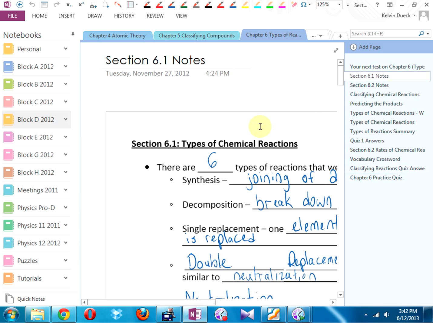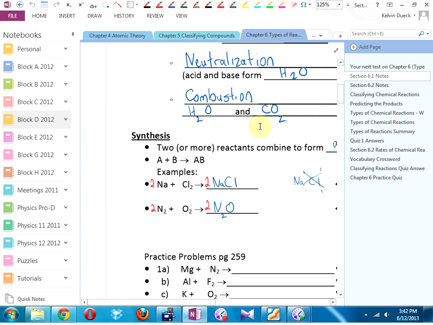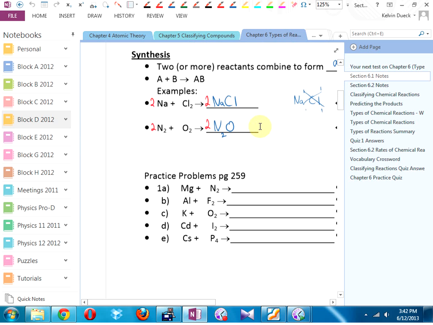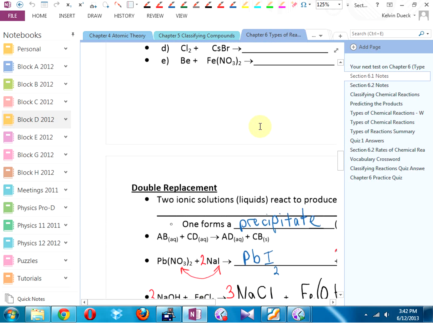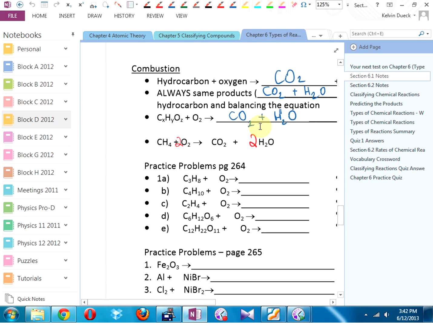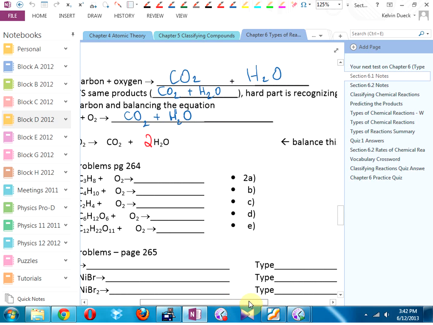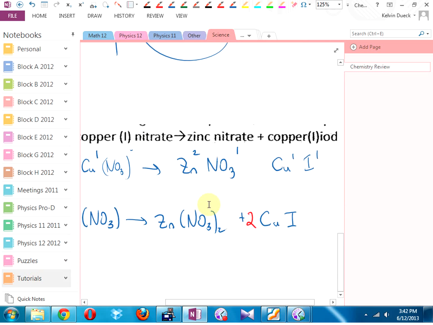Section 6.1 notes. We had 6 types. We had synthesis, not combination. Synthesis, 2 or more react to combine. Decomposition. Then we had single replacement, double replacement, neutralization, acid-base, and combustion, which always involved a hydrocarbon and oxygen, and always had as your products carbon dioxide and water. The balancing was the tricky part because you had C's, O's, and H's everywhere. Right? Yeah.